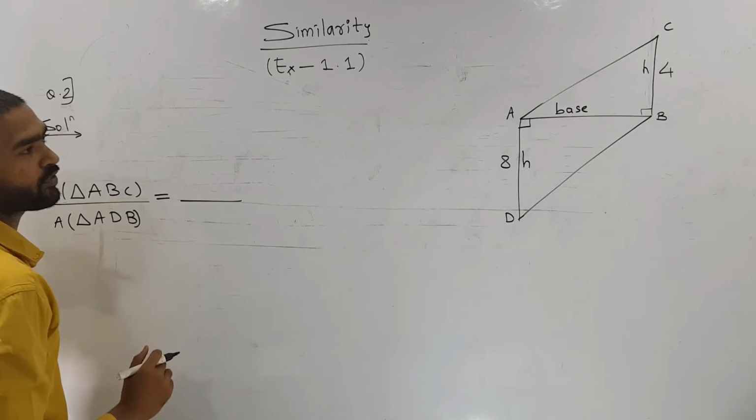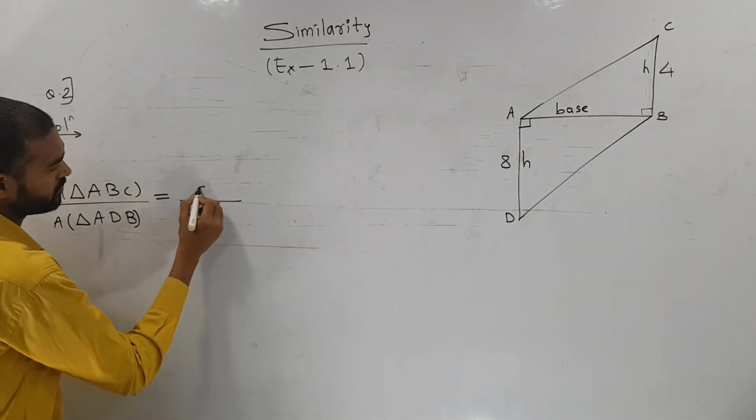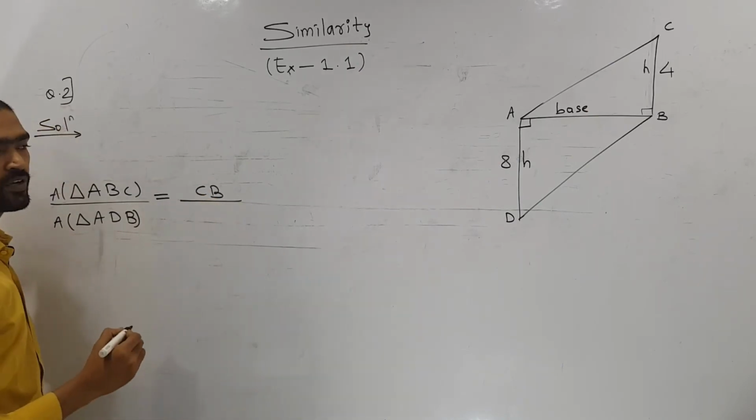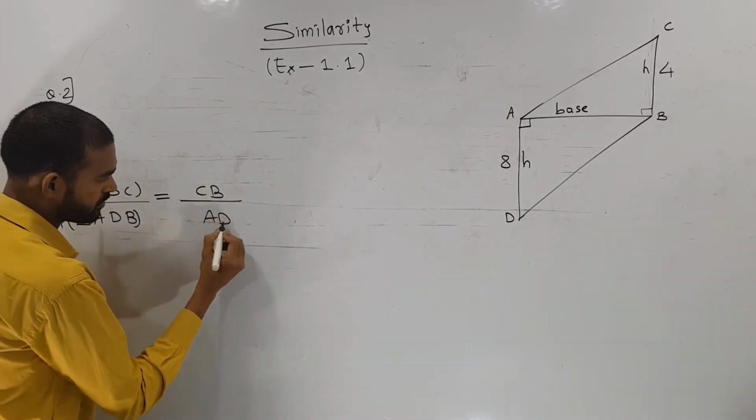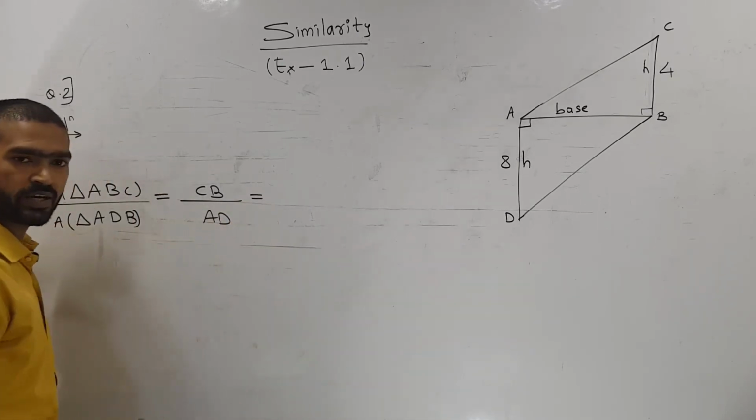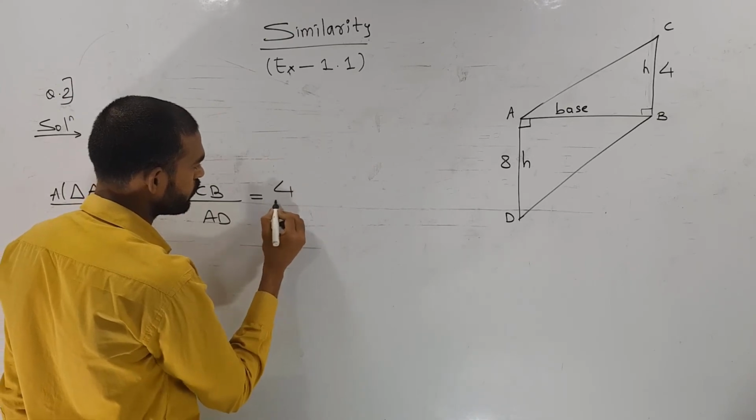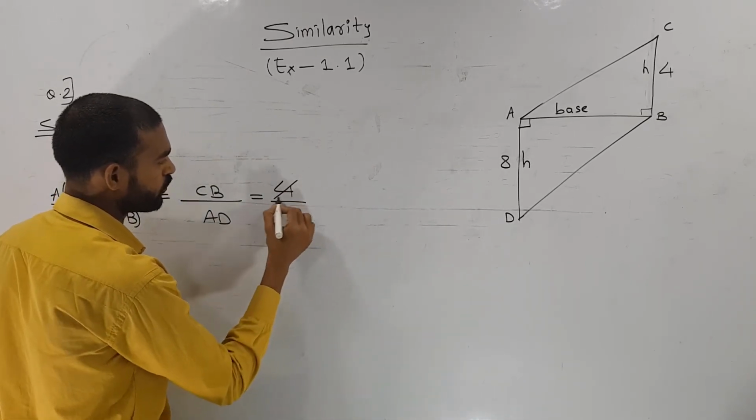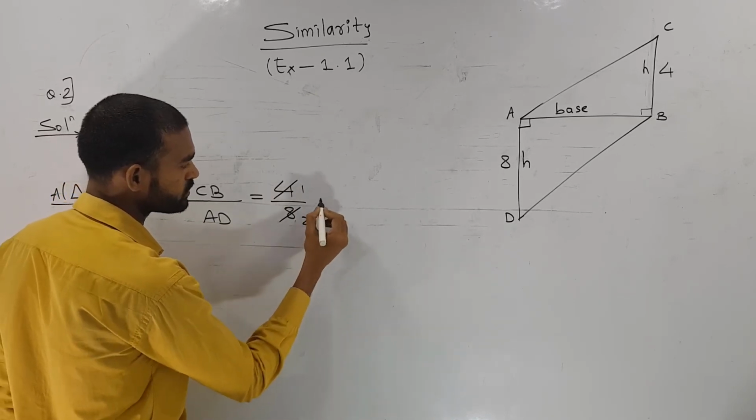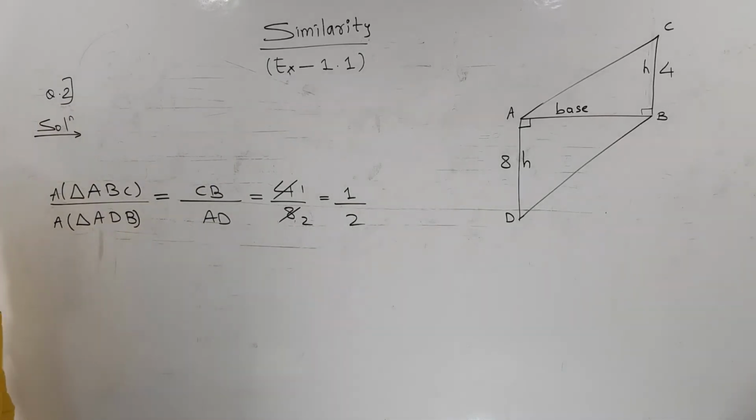What is the height of the first triangle? Height of the first triangle is CB. What is the height of the other triangle? That is AD. Do we know their values also? Yes. CB is given 4 and AD is 8. So 4 ones are 4, 4 twos are 8. So my answer is 1 upon 2.